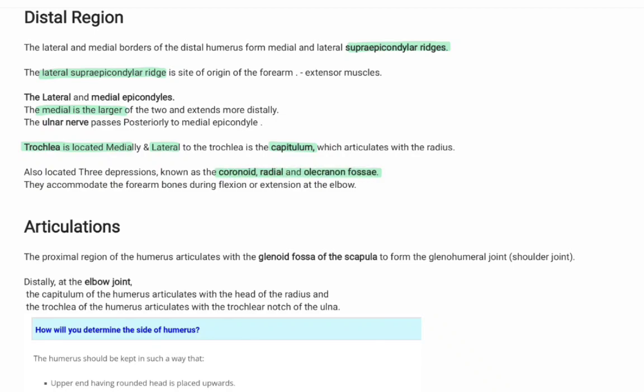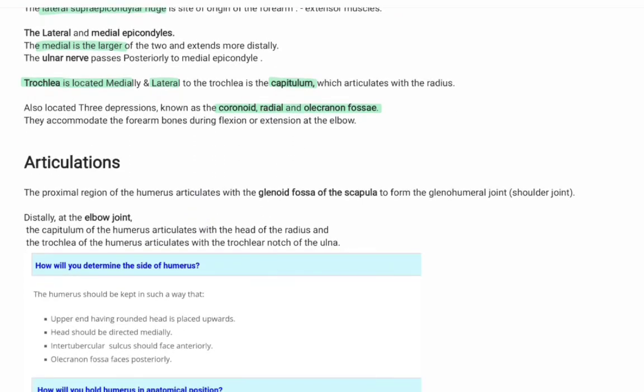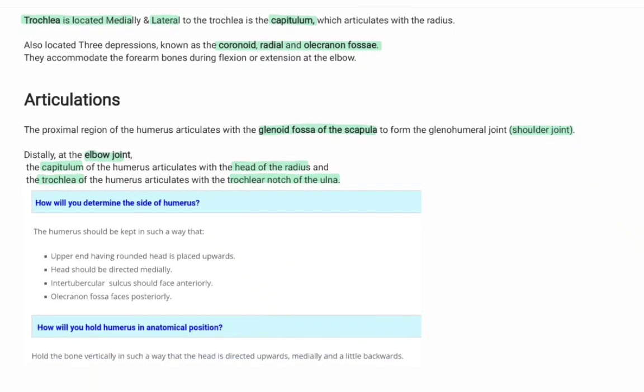Now understanding the articulations of the humerus bone. The proximal region of the humerus articulates with the glenoid fossa of the scapula to form the glenohumeral joint or the shoulder joint, and distally it forms the elbow joint through the articulation of the capitulum with the head of the radius and the trochlea with the trochlear notch of the ulna.